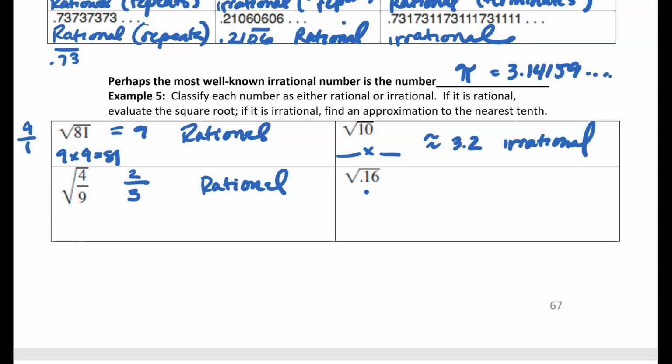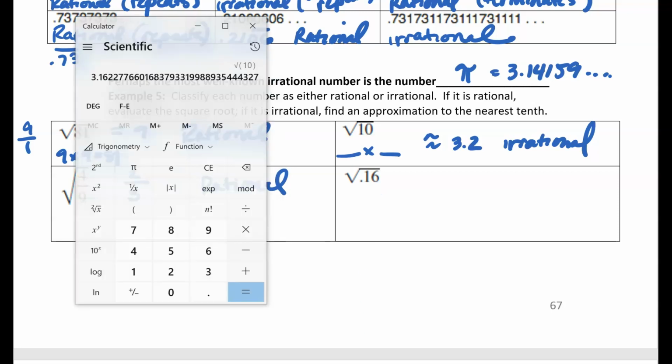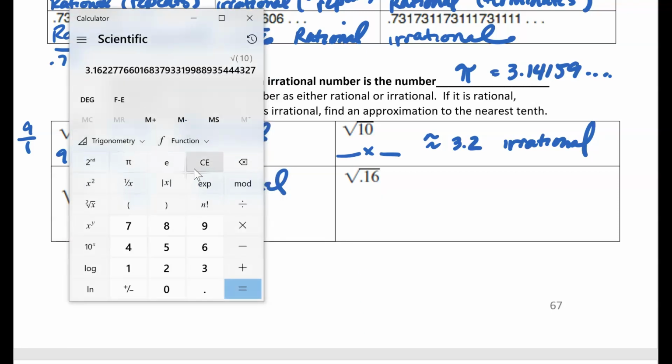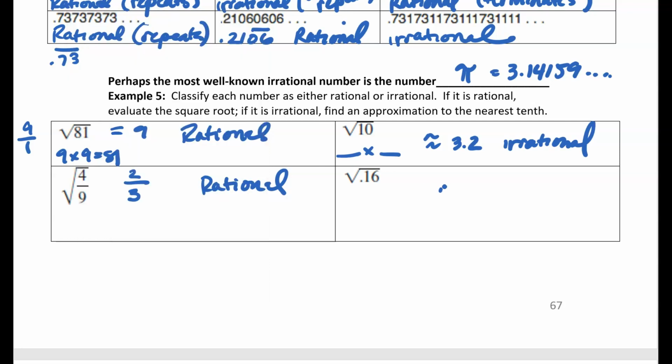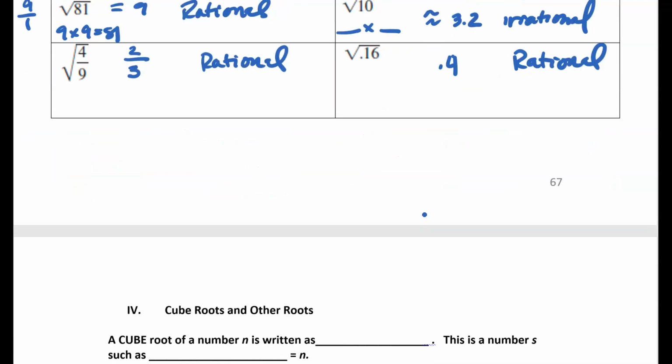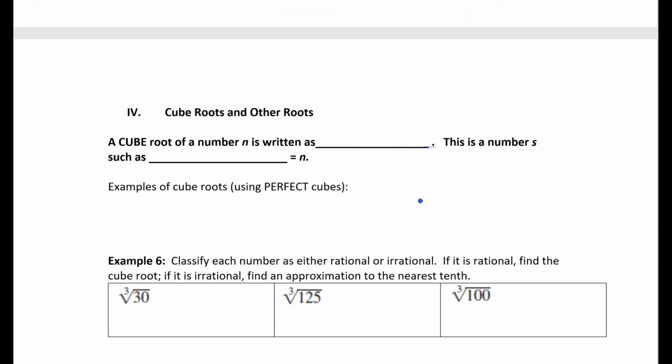So similar here, 16 is a perfect square, so I'm guessing 0.16 is a perfect square. And if you weren't sure, this is where it'd be totally appropriate to use a calculator. So you could do the square root of 0.16 and you get 0.4. So 0.4 times 0.4 is 0.16, and this is rational because the decimal is terminating. It doesn't go on forever, and as long as it's terminating, then we know it's rational.